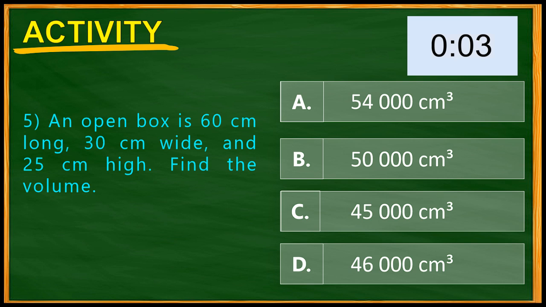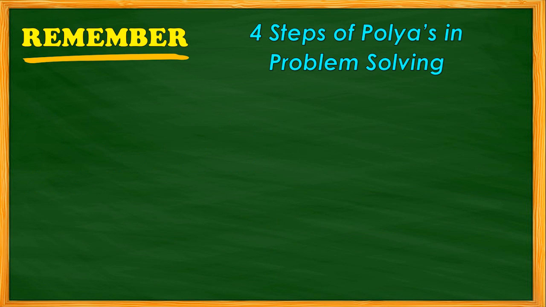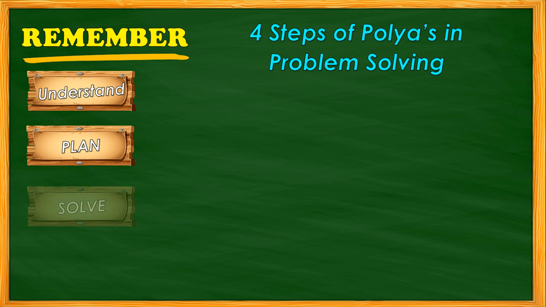Okay, so the answer would be letter C, 45,000 cubic centimeters. 60 times 30 times 25 is 45,000. So remember, always follow the four steps of Polya's in problem solving. So understand, plan, solve, and look back.